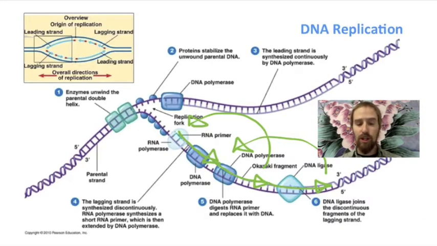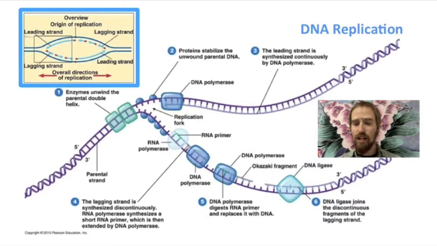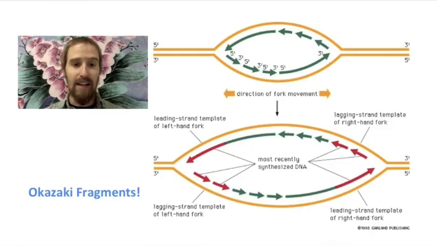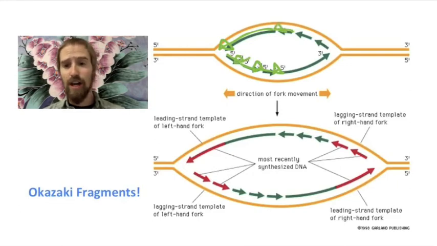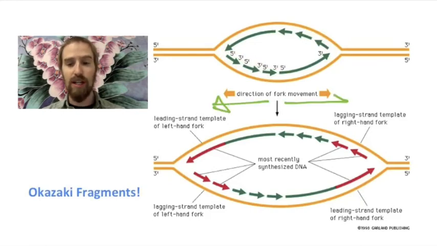If we zoom in on this picture here, we can see that this process is actually happening in both directions, and that each side is essentially a flipped mirror image of the other. Whereas the leading strand is on top and the lagging strand is on the bottom going in this direction, the lagging strand is on top and the leading strand is on the bottom going in the other direction. Remember, you can always recognize the lagging strand because it is being built in fragments, and those fragments are called Okazaki fragments.